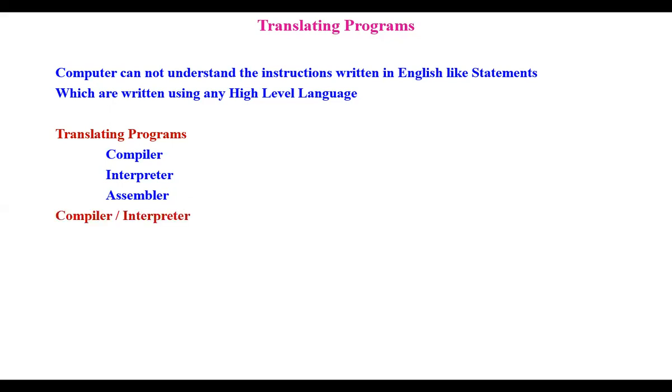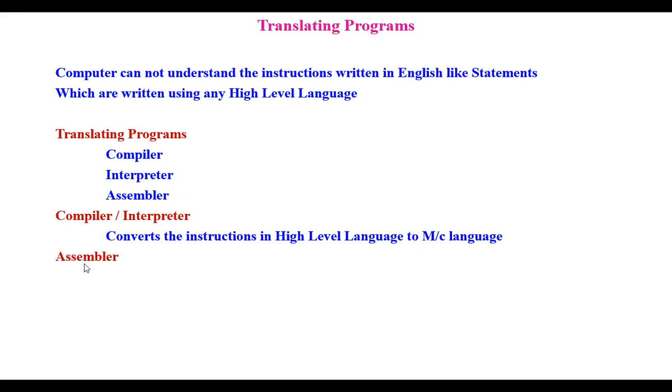Coming to the compiler or interpreter, these convert the high-level language to machine language. The high-level language which we have seen earlier, written by us, is converted into machine language. Next comes the assembler. We have also seen assembly language, which we called a middle-level language. This middle-level language or assembly program should be converted again into the low-level language like machine language. So for this, we use an assembler. It converts assembly language programs to machine language. We'll see one by one how they work.